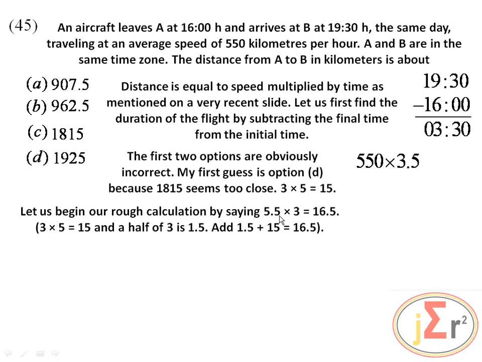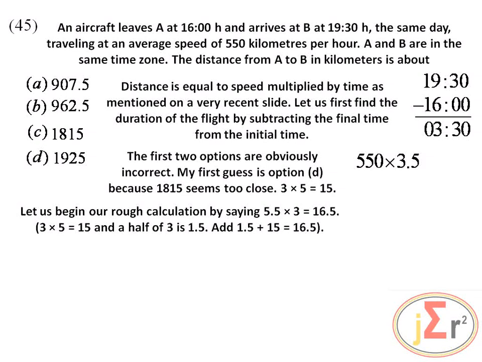So let us say 5.5 multiplied by 3, that is 16.5. And also 3 multiplied by 5 is equal to 15, and a half of 3 is 1.5. That's how we do it. So it's 5.5 times 3. So 3 times 5 is 15, and a half of 3 is 1.5. So add 15 to 1.5, we get 16.5. No problem seeing that multiplying 5.5 by 3 is actually equal to 16.5.